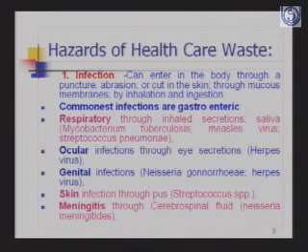Why should I manage the waste? Because it may cause a lot of hazards. And what are those hazards?